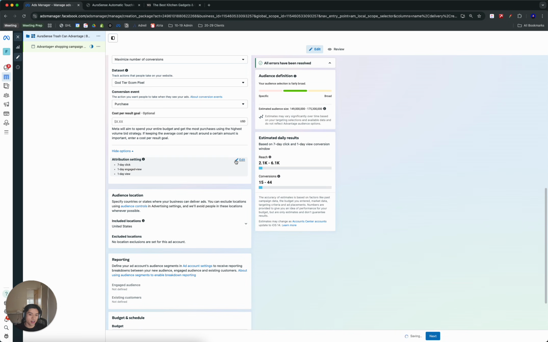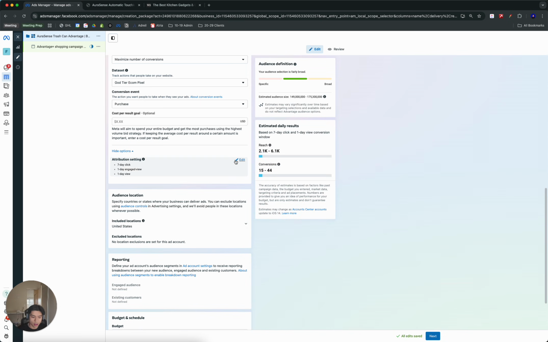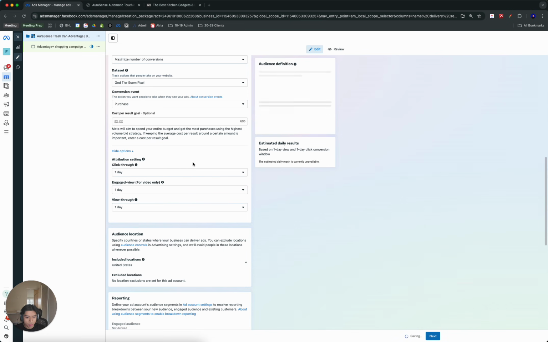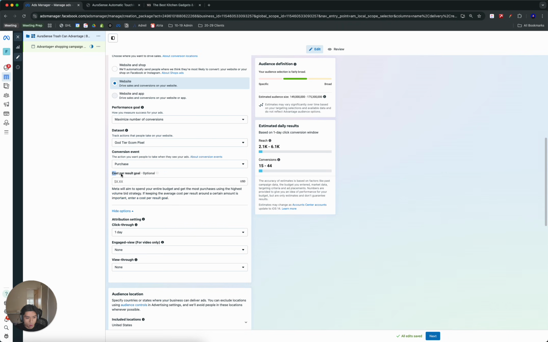Now, attribution setting, I've been messing around with a few different conversion settings. Right now, I'm really liking click only attribution. So particularly 1-day click. Basically what this says is I want to optimize for people who are going to convert at my cost per result goal 1 day after clicking. So it's a very, very short window.